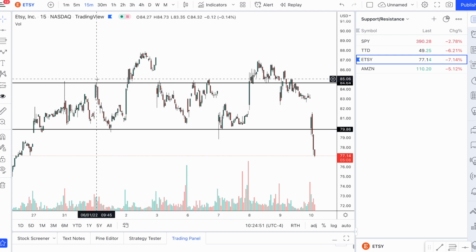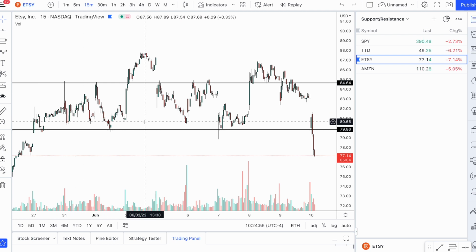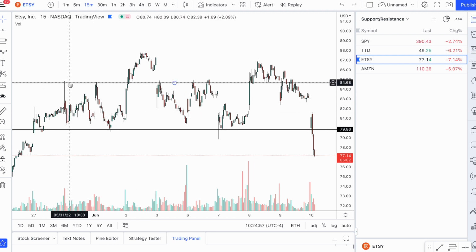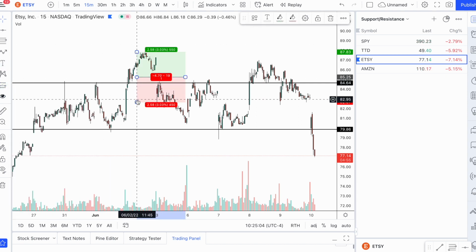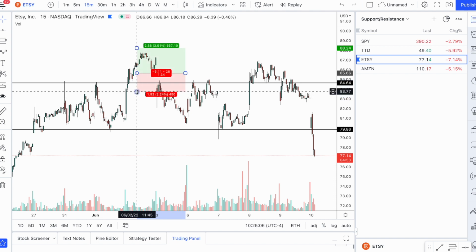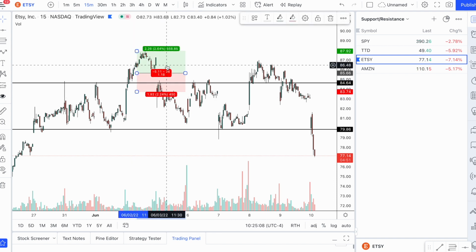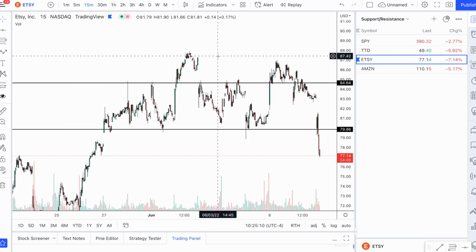You can also play the breakout. So instead of just buying the support and selling the resistance, you can trade once price breaks out. So you can see here we have our zones established. Resistance here, price breaks out. Maybe you get long right around here, put a stop just under that support level, target the highs, right? Nice 1R trade. Same thing here.